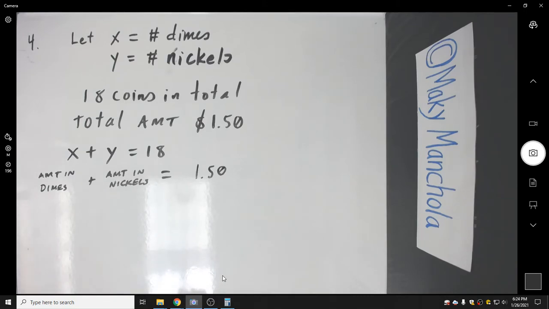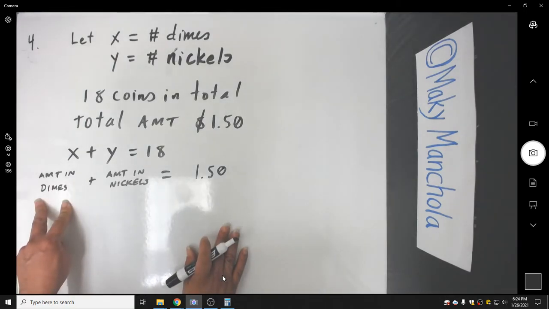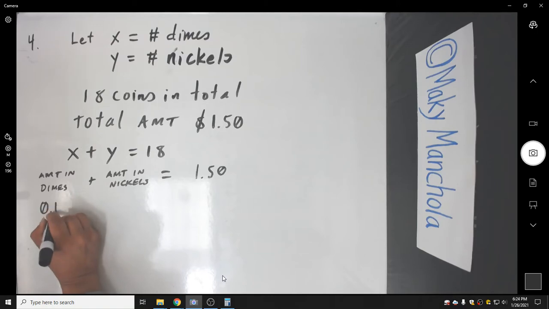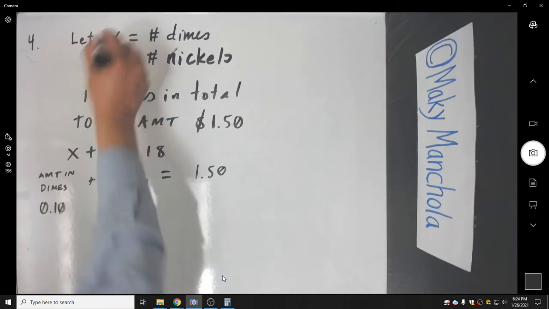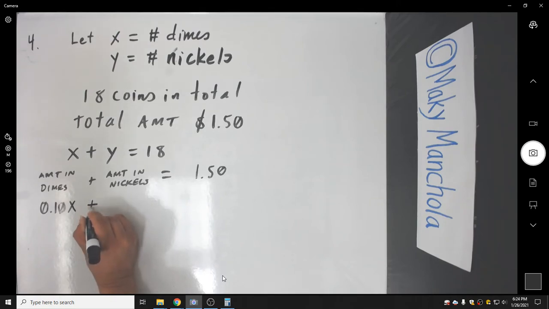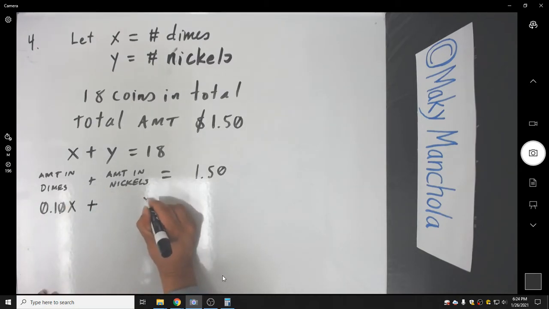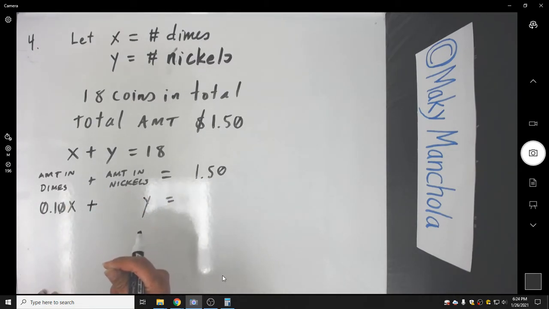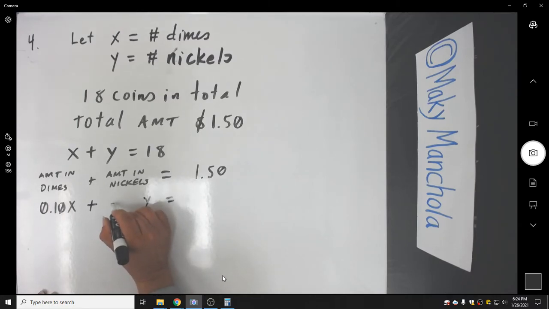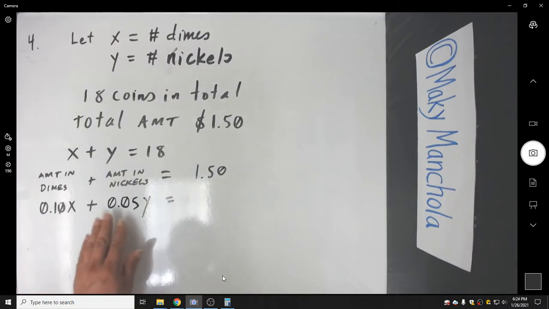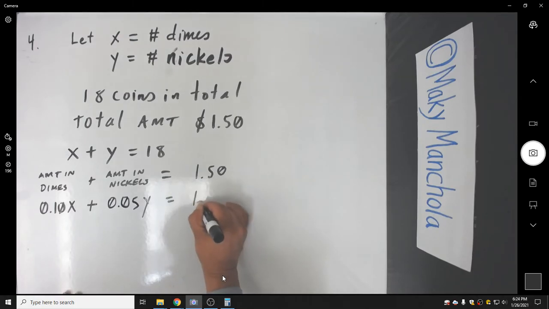Okay, so what's the amount in dimes? Well, you multiply the number of dimes times how much each dime is worth. Each dime is worth $0.10. So we have 0.10 times the number of dimes, which in this case is X. Similarly, the amount in nickels is the number of nickels, which is Y, times the amount each nickel is worth. That happens to be $0.05. So this amount in dollars plus that amount in dollars equals $1.50.